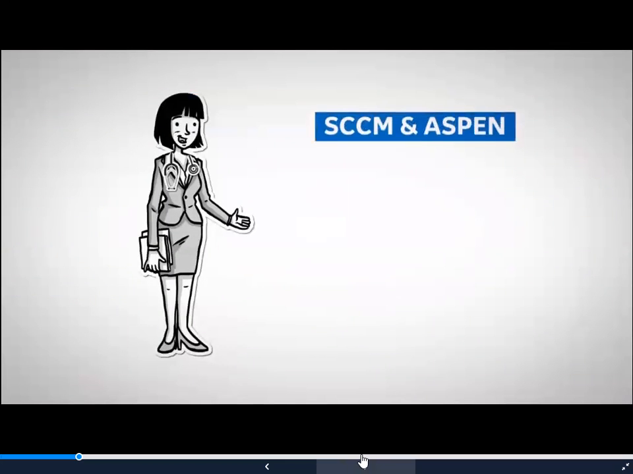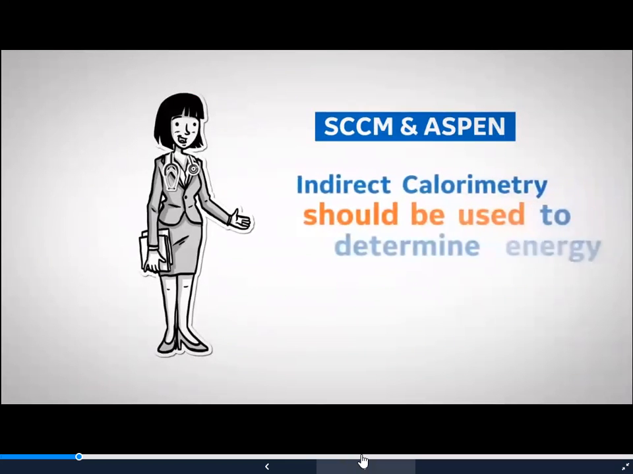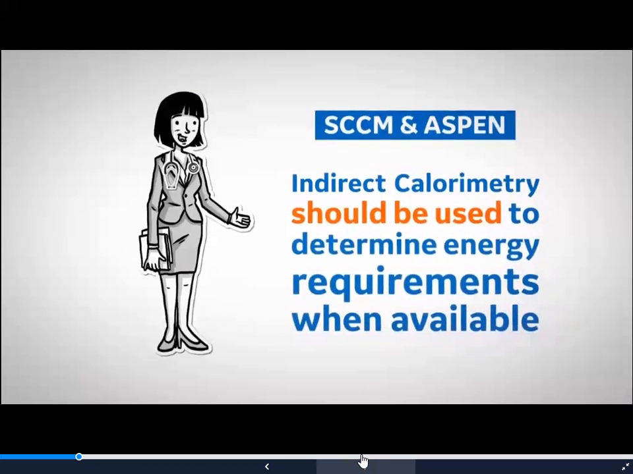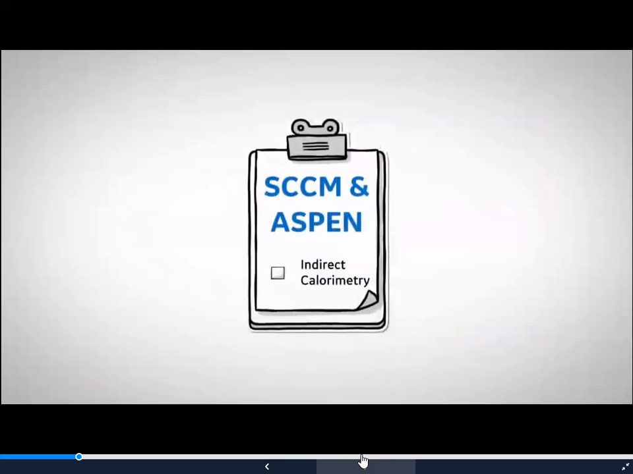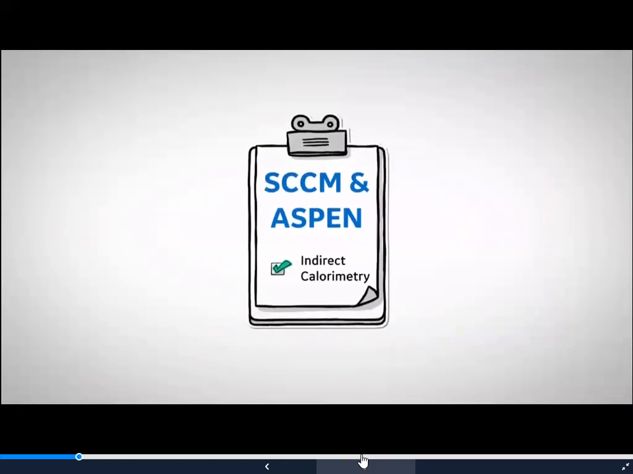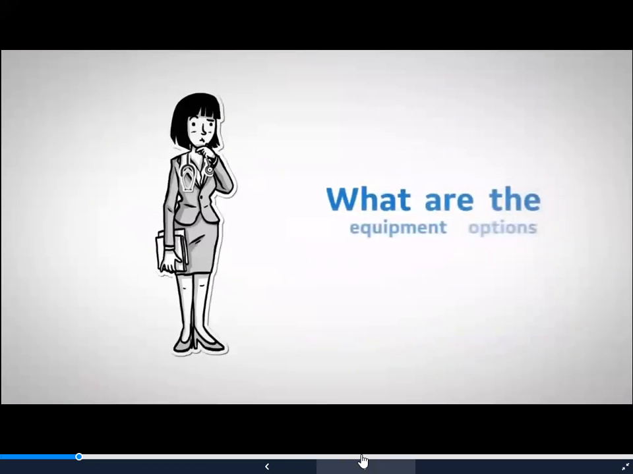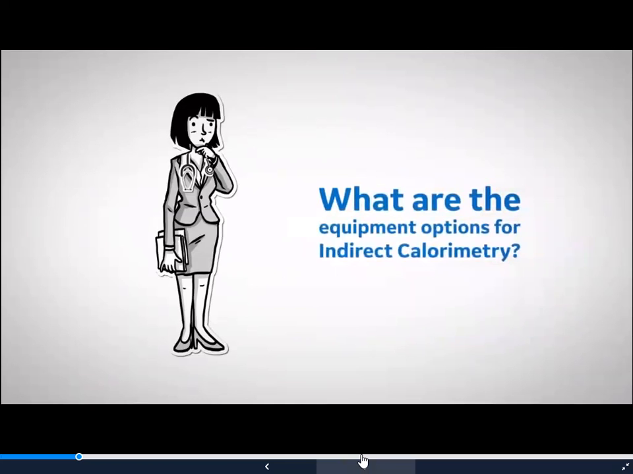According to the Society of Critical Care Medicine and the American Society for Parenteral and Enteral Nutrition 2016 guidelines for the provision and assessment of nutrition support therapy in the critically ill patient, indirect calorimetry should be used to determine energy requirements when available. That means if you've been asked to follow SCCM and ASPEN guidelines, you should be using indirect calorimetry. So the next question people ask is, what are the equipment options for indirect calorimetry?